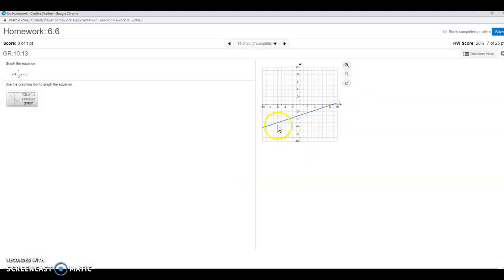Notice that's how a positive slope will look. It'll look like it's rising as you read from left to right. It's a rising slope, a positive slope.